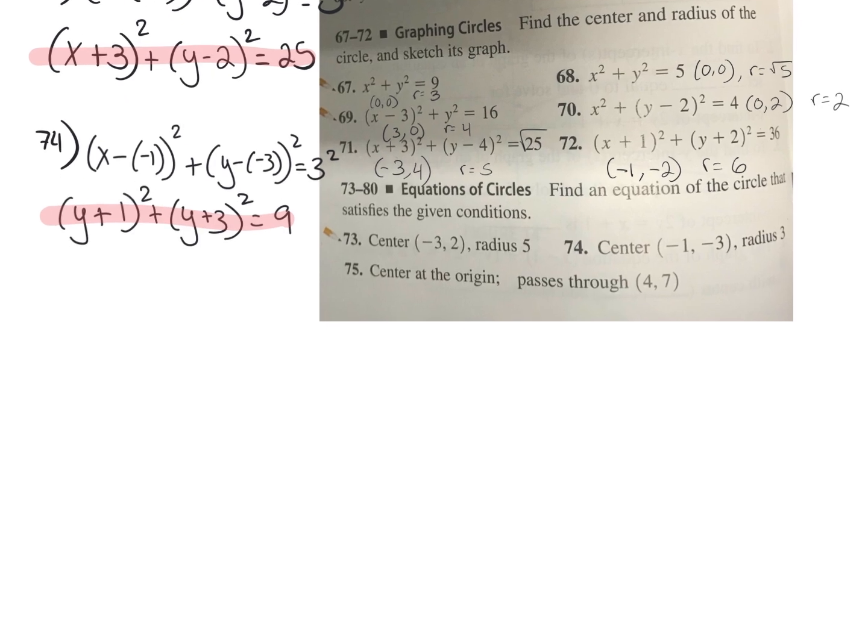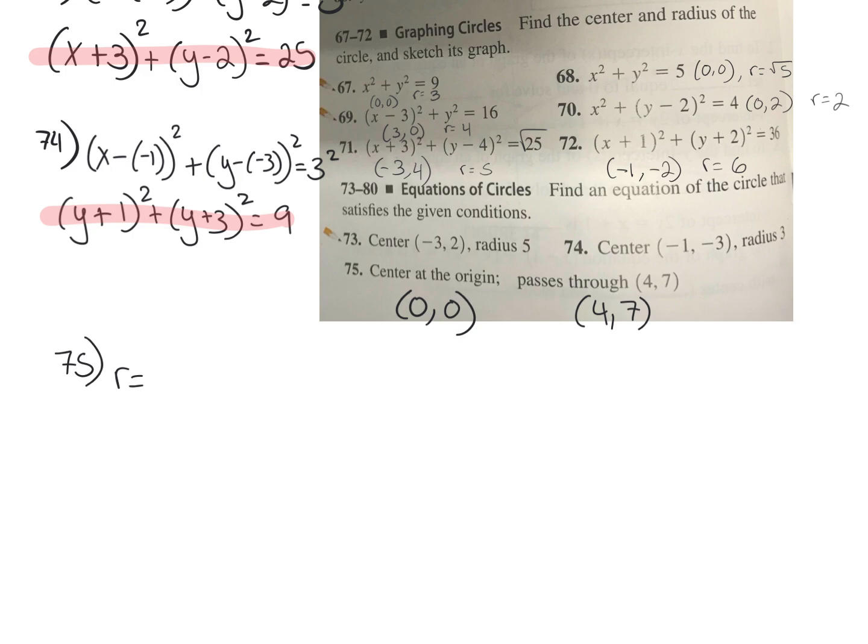For 75, it's a little different. They're telling us the center is at the origin, so 0, 0. And they're telling us that it passes through the point 4, 7. So they're not telling us the radius. We have to use a distance formula to find this radius because we don't know. Well, that doesn't look like it is exactly a straight line because we don't have a 0 in there. So we're just going to go ahead and use a distance formula.